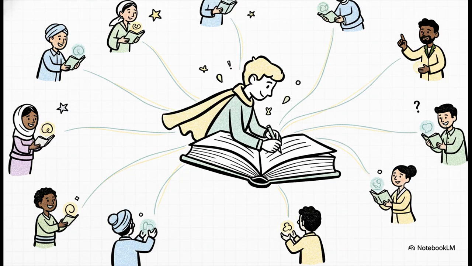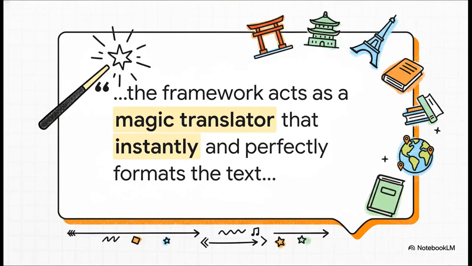But with Flutter, well, you become a master author. You write your books just once in a single, universal language that everyone, everywhere can instantly understand. The framework itself acts as this magic translator that instantly and perfectly formats your book for every library in the world, all at the same time. The story, the experience, it stays exactly the same for every single reader, no matter what.